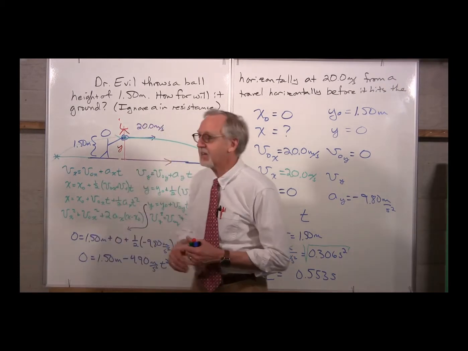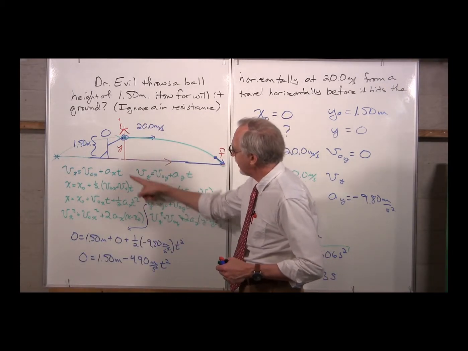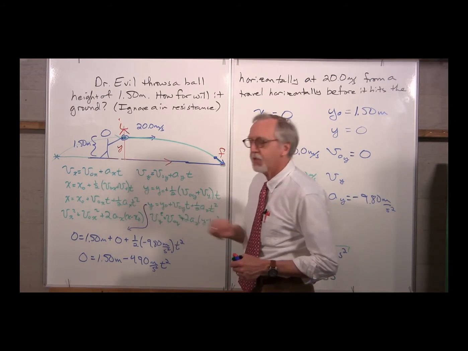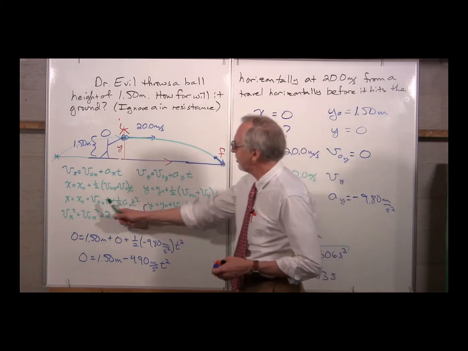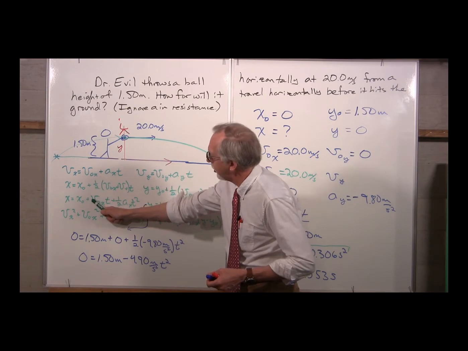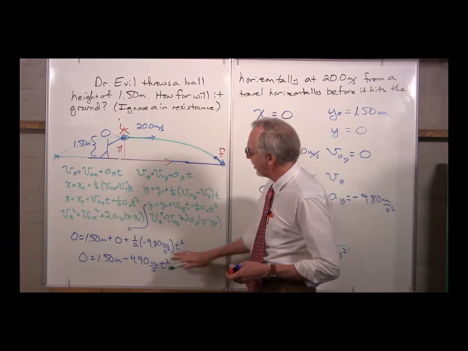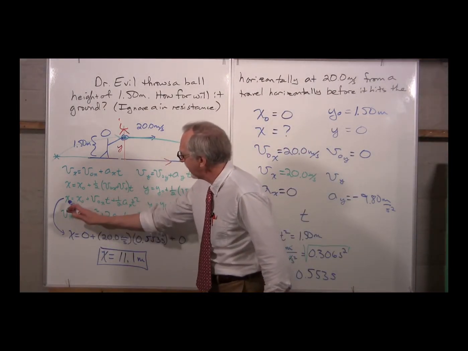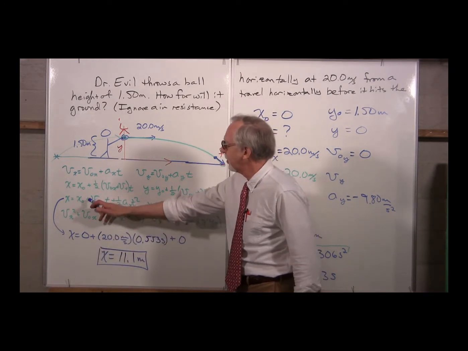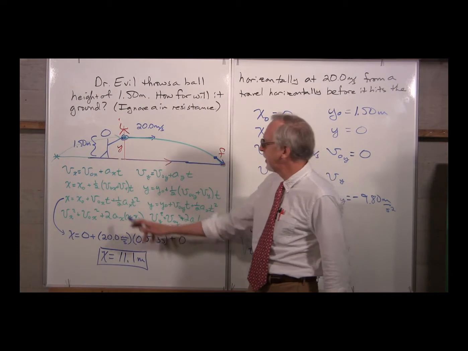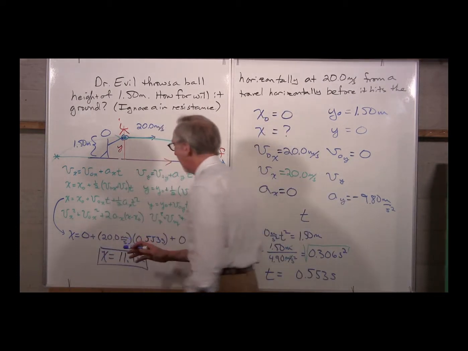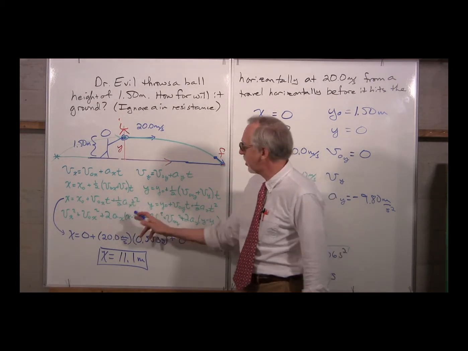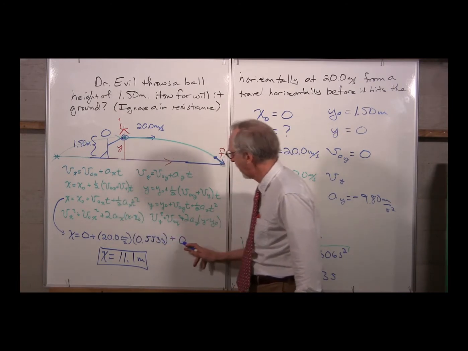We can now go back to the x motion and stick it into either equation, any equation that we want, which is basically number 2 or number 3. We can use either of those to then solve for x. I'm going to choose the third equation, and let's stick t in there. So using the third equation, we now have x equals x naught is 0, plus v naught x, which is 20 meters per second, times t, which we found to be 0.553 seconds, plus 1/2 a x, but we know a x is 0, so 0 times anything is going to be 0, so that whole term is 0.